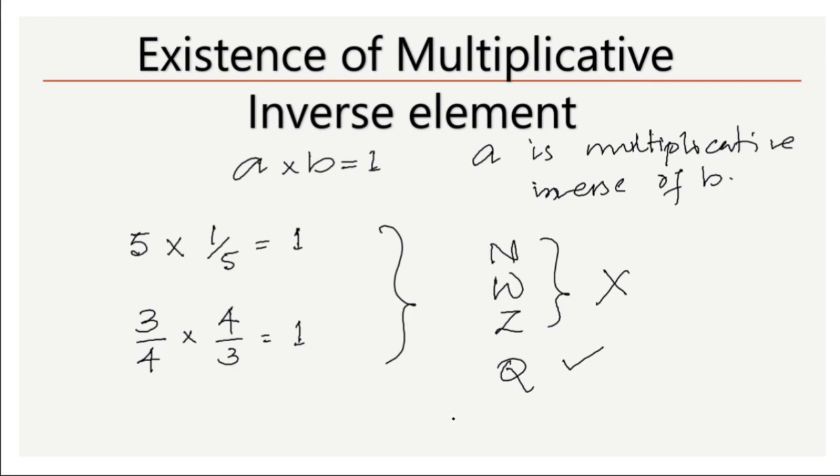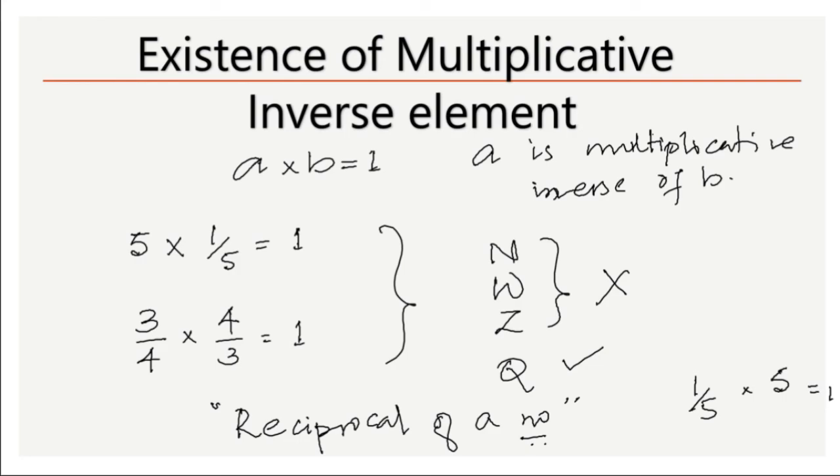So the multiplicative inverse is also known as reciprocal. The reciprocal of a number is referred to as multiplicative inverse. What is reciprocal of 1 by 5? It is 5, because on multiplication we get the product as 1. The reciprocal of 5 by 7 is 7 by 5, because on multiplying them I get the product as 1.